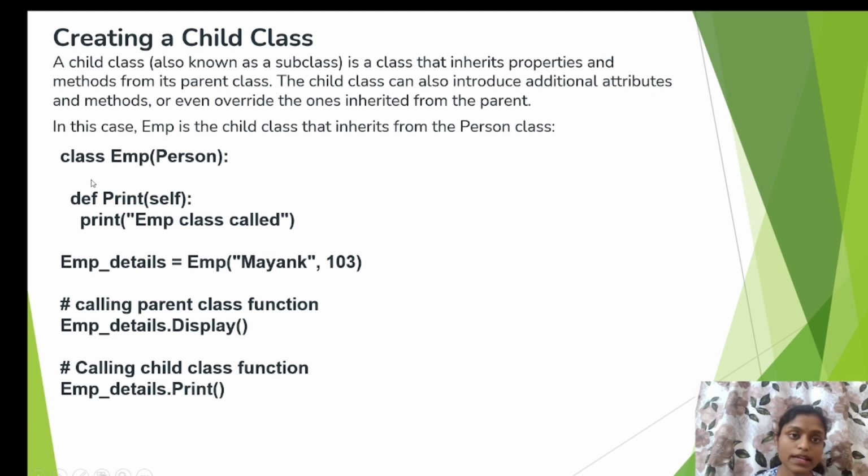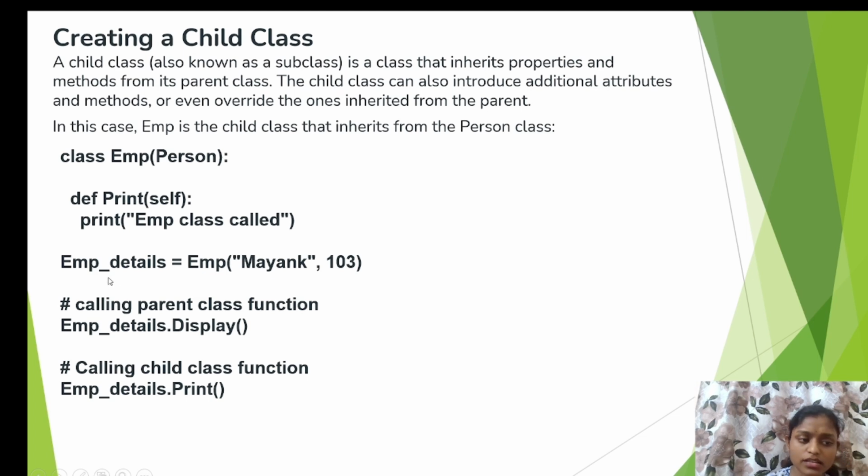A child class, also known as subclass, is a class that inherits properties and methods from its parent class. This child class can also introduce additional attributes and methods, or even override the ones inherited from the parent class. In this case, Employee is a child class that inherits from the parent class. As usual, this is a continuation of the previous example. Here I took the class named Employee, and I accessed Person, that is the parent class, and here I again took one more method, where I printed Employee class called.